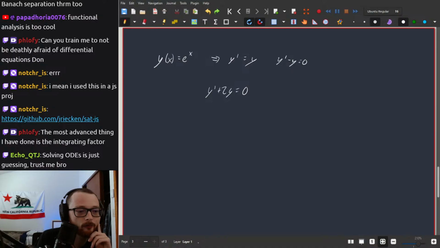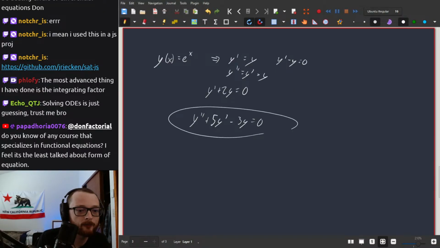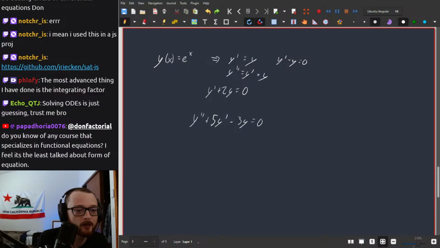The same thing goes when you eventually get to second order ODEs, which is something like y double prime plus 5y prime minus 3y equals 0. And the same idea applies here. This property also implies y double prime equals y prime, but that equals y. So even when you encounter something with two derivatives, you can still think of e to the x as being involved.